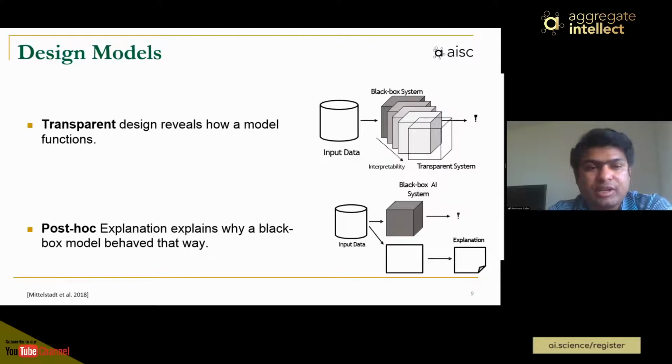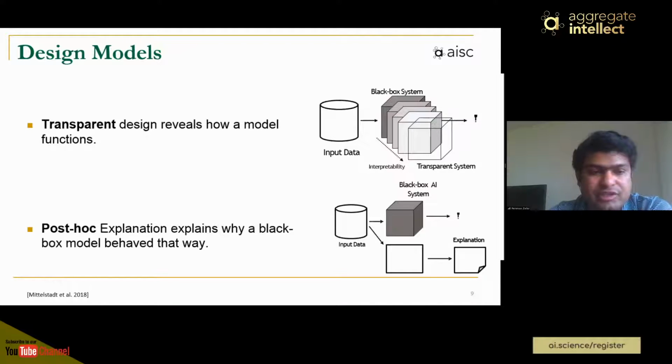So these are the design models. These design models can be divided into many groups. We can divide them into local and global, transparent and post hoc, and model specific and model generic. Here I'm talking about two categories, one is transparent and the other one is post hoc. Transparent means you have to reveal all the information the model is using, how the model is actually working. You have to make a transparent model.